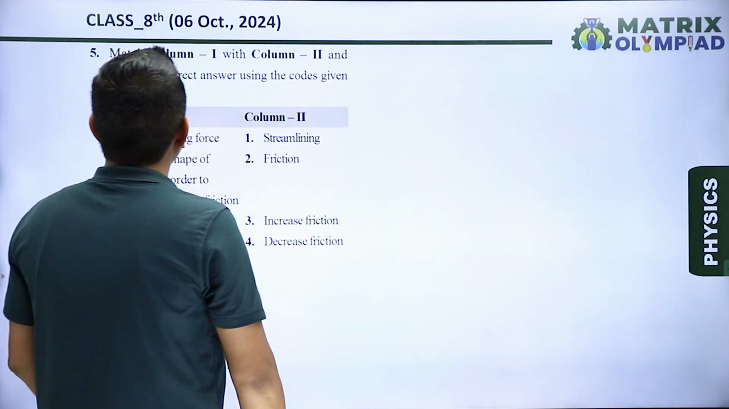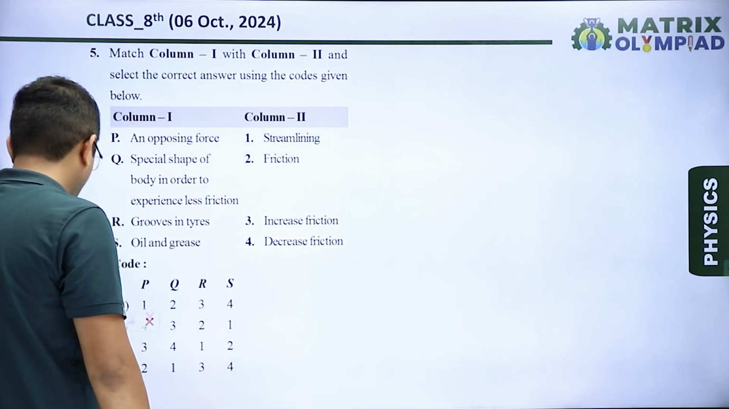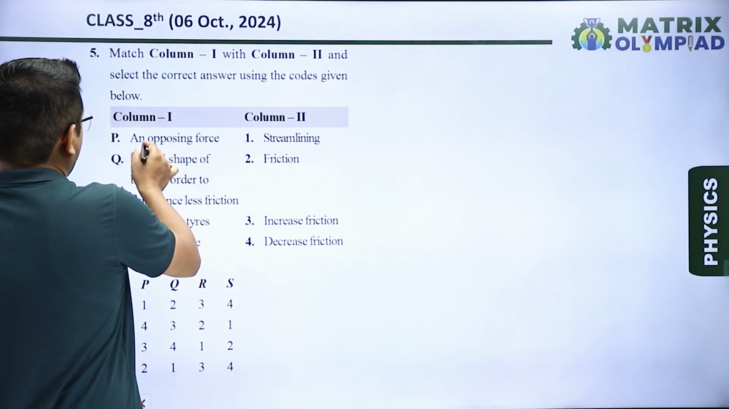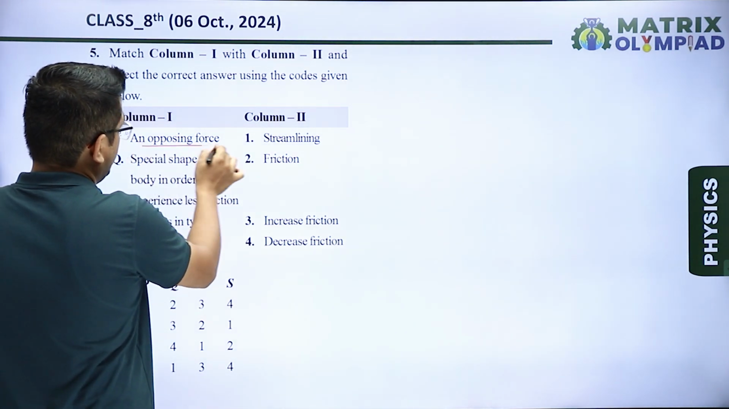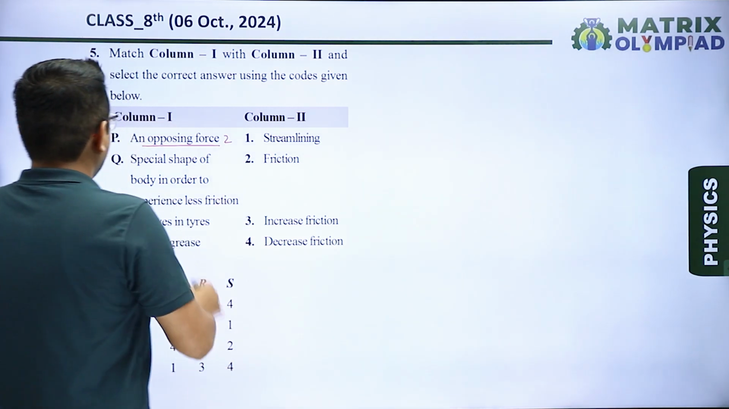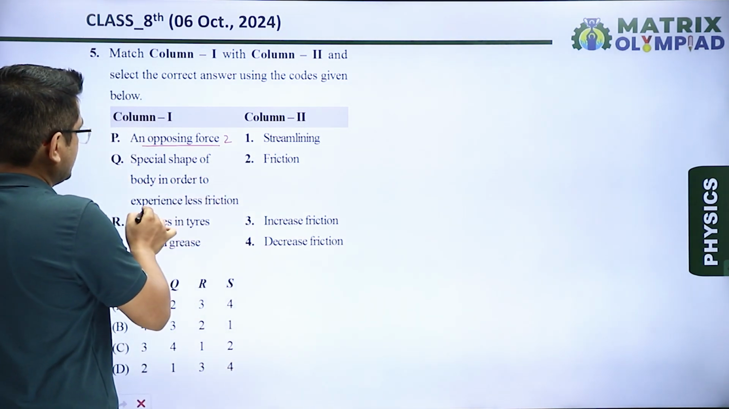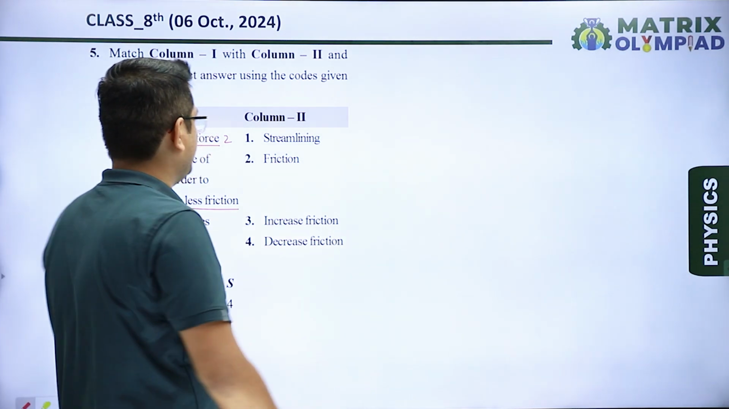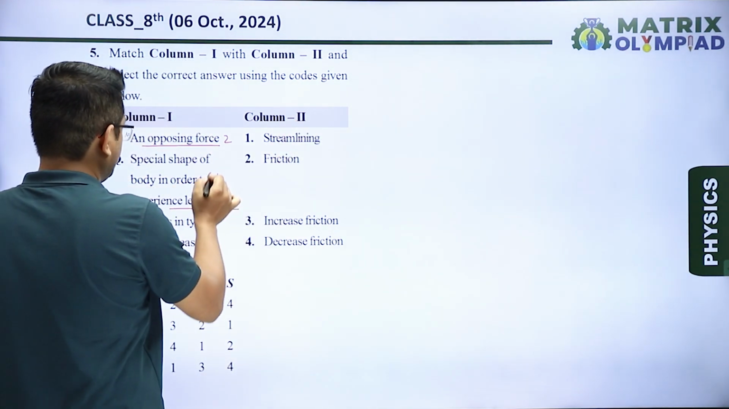Next question. Match the following question. We have two columns given here. We have to match the quantities. An opposing force, we know that out of these, friction force is the opposing force. So I am writing 2 for P. A special shape of body in order to experience less friction. To reduce friction, bodies are made streamlined. That means for Q I will write 1.